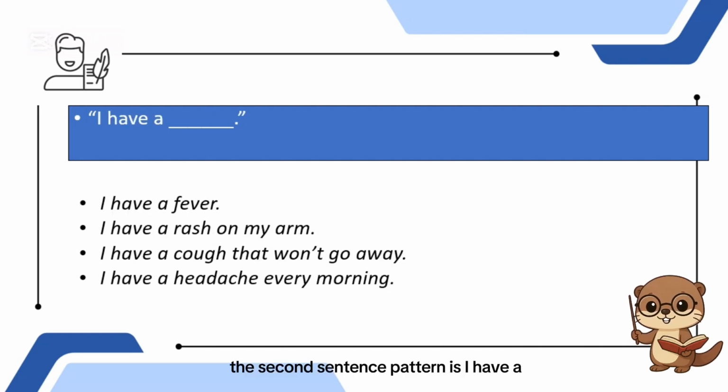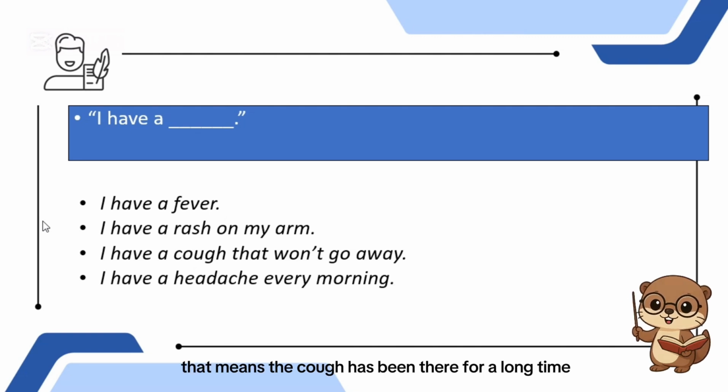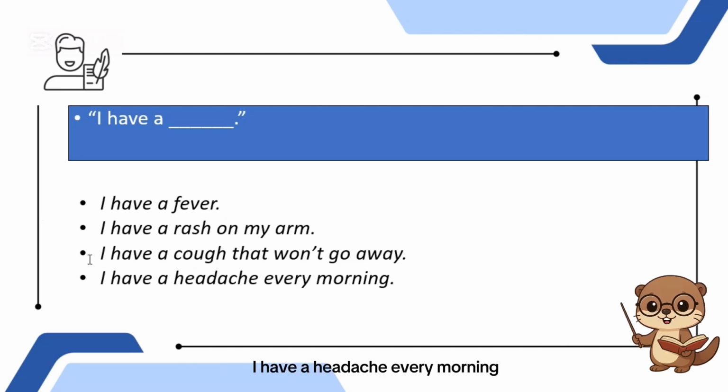The second sentence pattern is I have a, and it's a noun, that's a symptom. I have a fever. I have a rash on my arm. I have a cough that won't go away. That means the cough has been there for a long time. I have a headache every morning.